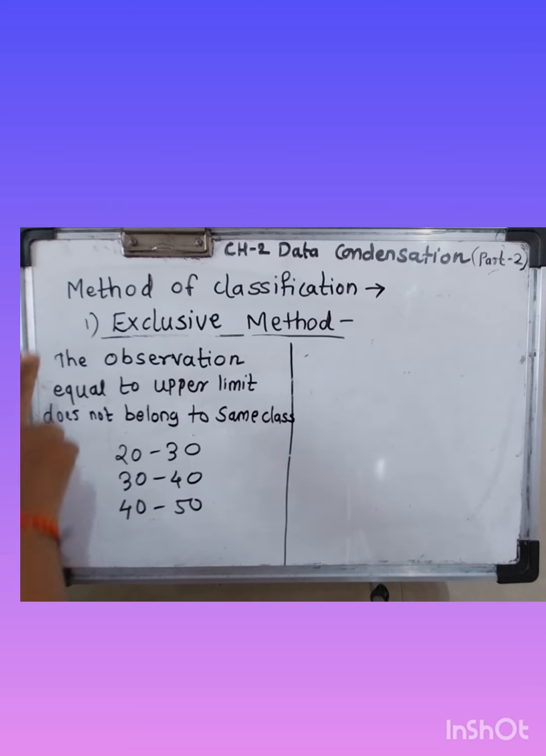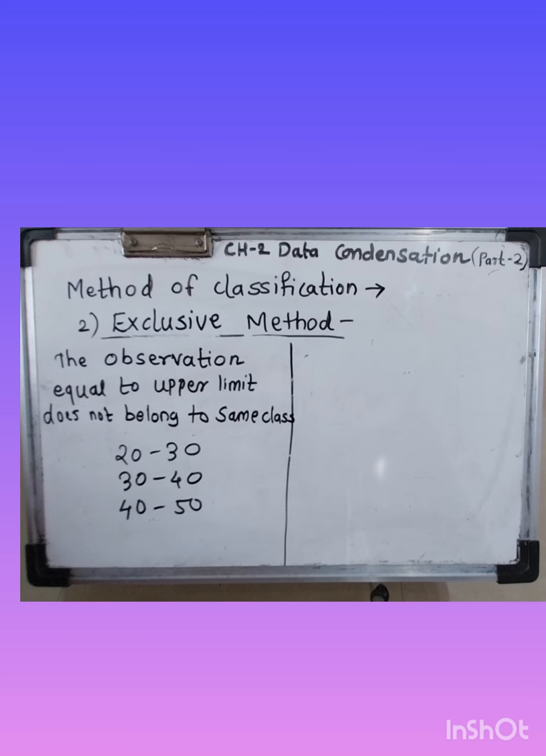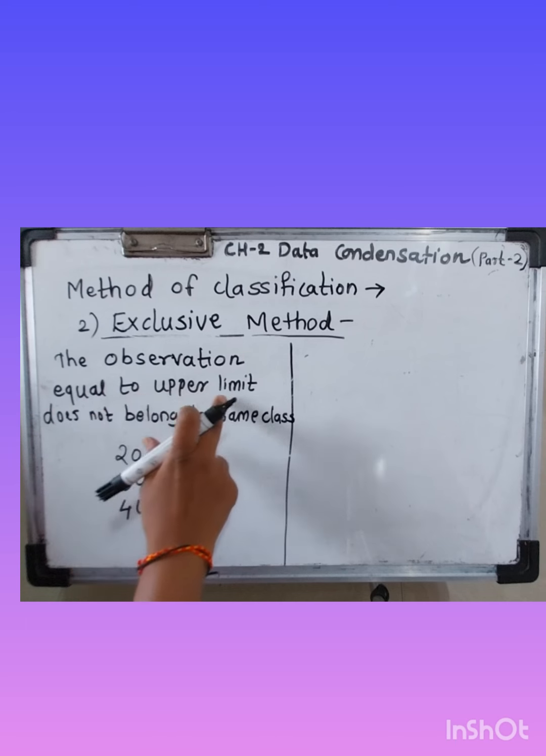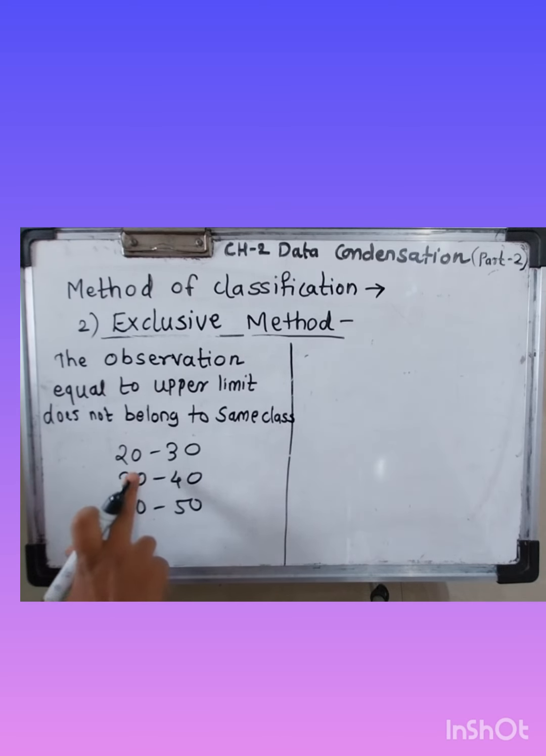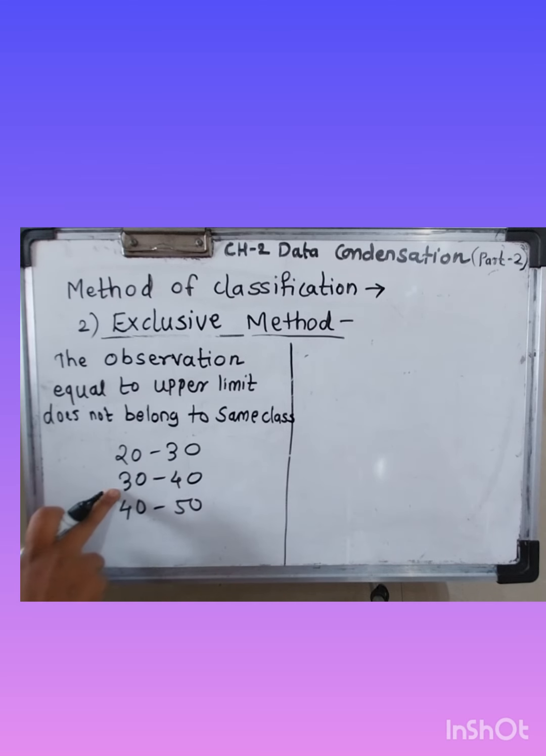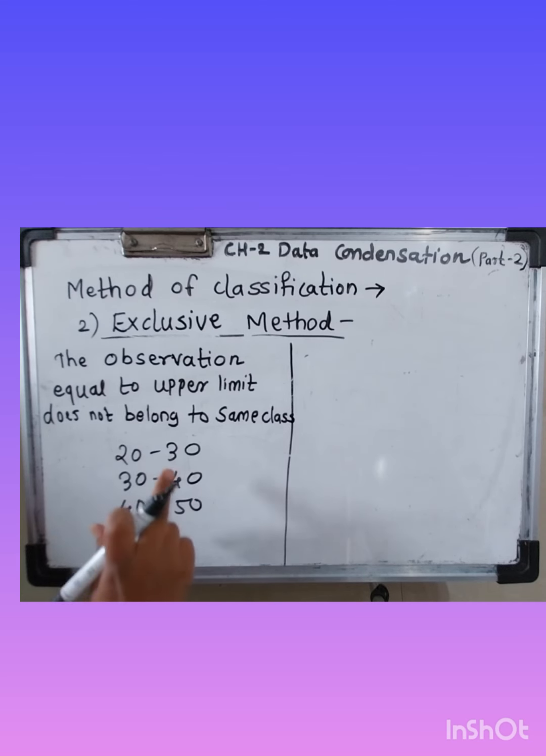Okay, now the second method is the exclusive method. What is the meaning of exclusive method? The observation equal to the upper limit does not belong to the same class. Suppose in this class 30 is observed, it is in the next class. Suppose 40 is observed, it is in the next class. Okay, we will denote the observation in the next class. We call it an exclusive method.